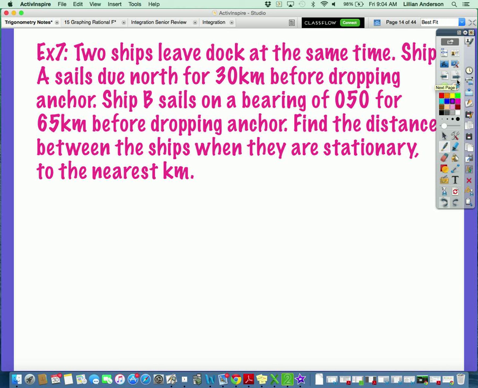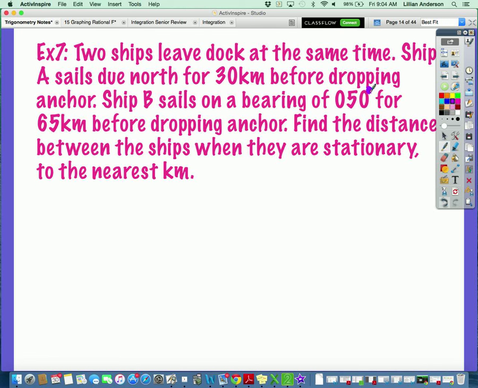Here's one that's starting on your paper. Two ships leave the dock at the same time. Ship A travels due north for 30 kilometers before dropping an anchor. Ship B sails on a bearing of 050 degrees for 65 kilometers before dropping anchor. Find the distance between the ships when they are stationary to the nearest kilometer, okay?